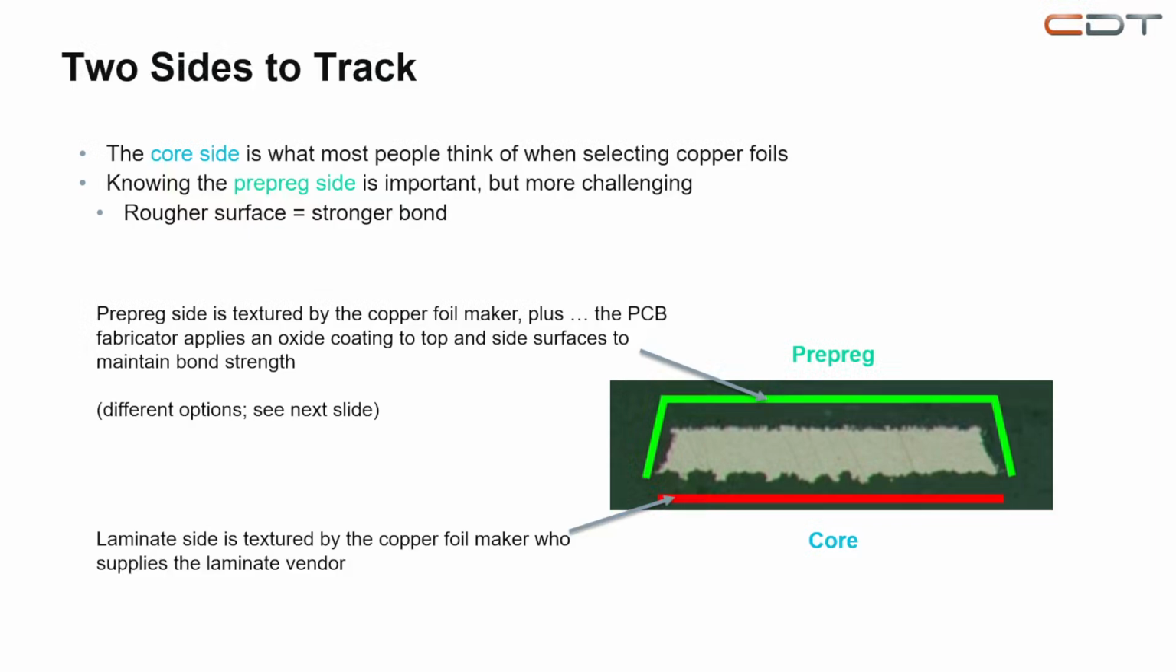As I said, we have two sides of copper. The core side is what most people think of when selecting copper foils. Knowing the prepreg side is important, but more challenging. A rougher surface means a stronger bond, but it also affects our impedance. The prepreg side is textured by the copper foil maker, plus the PCB fabricator applies an oxide coating on the top and side surfaces to maintain bond strength. The laminate side is textured by the copper foil maker who supplies the laminate vendor. So they will have different parameters.